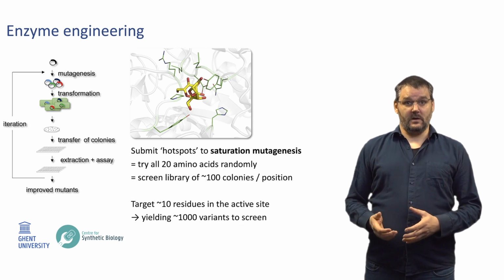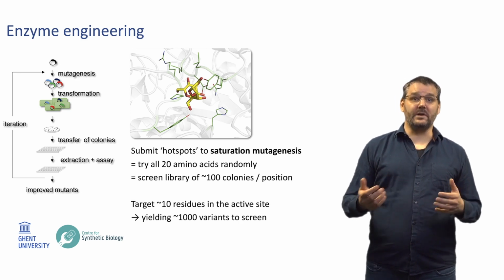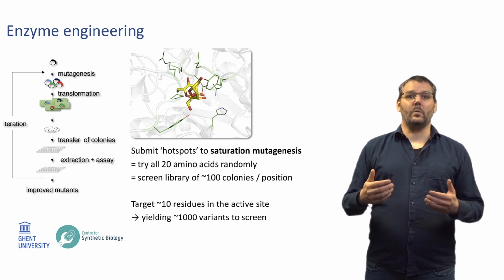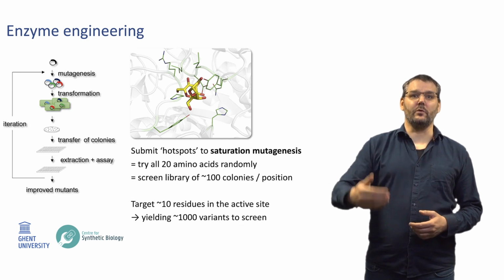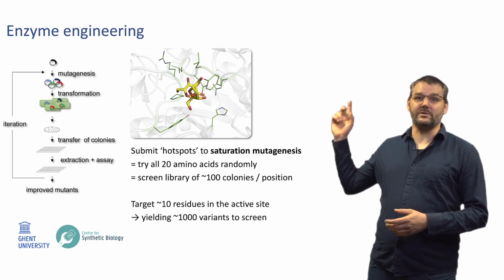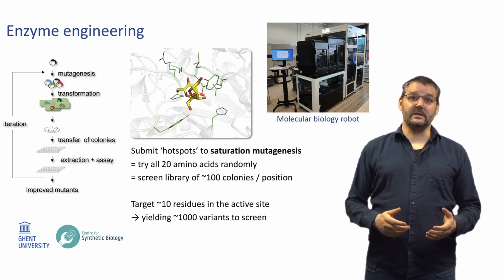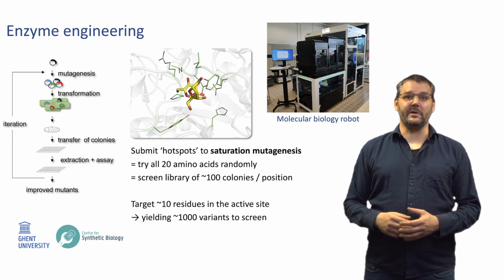In this specific case, around 10 hotspots were targeted, and repetition of the process on beneficial mutations and combination of beneficial mutations was then performed in search of further improvements. For this, we now also have available a molecular biology robot that can help with the automation of most steps, drastically increasing our enzyme engineering throughput.